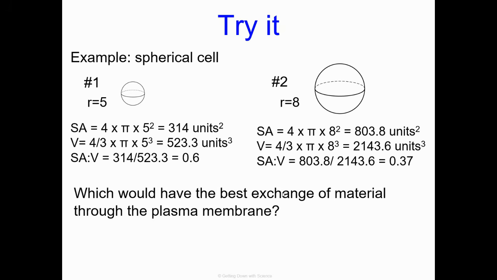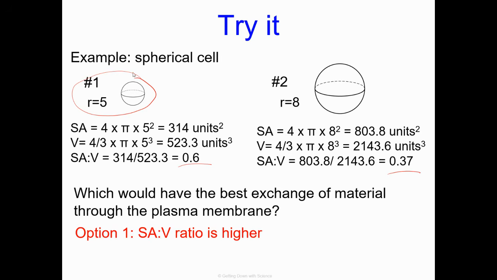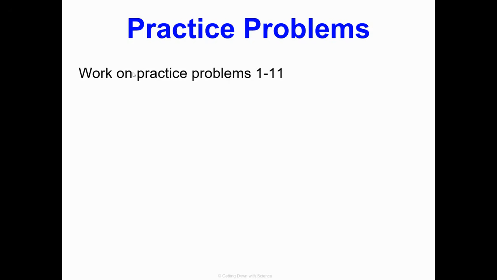All right, so here's the work for cells 1 and 2. For cell 1, I got a surface area to volume ratio of 0.6, and for cell 2, I got 0.37. So which one has a higher ratio? Well, cell number 1, and it is the smaller cell. So cell number 1 would be the best at exchanging material through the plasma membrane. All right, go ahead, work on practice problems 1 through 11 in your packet.